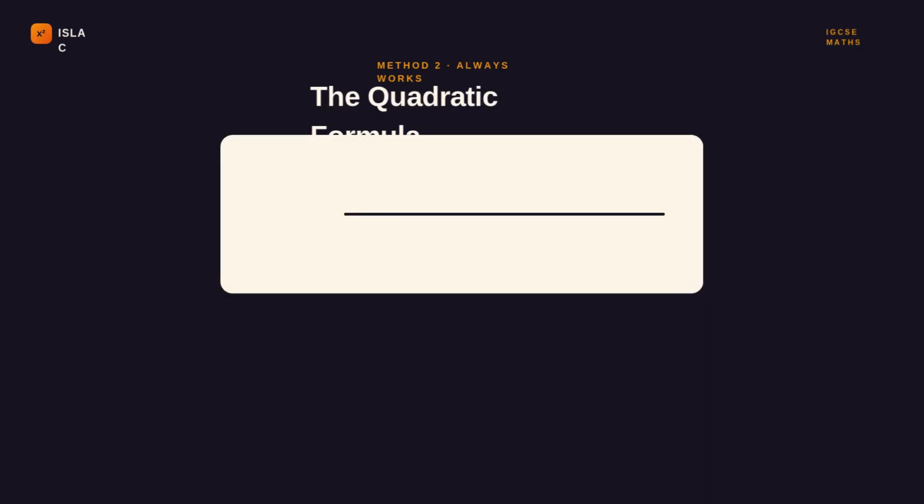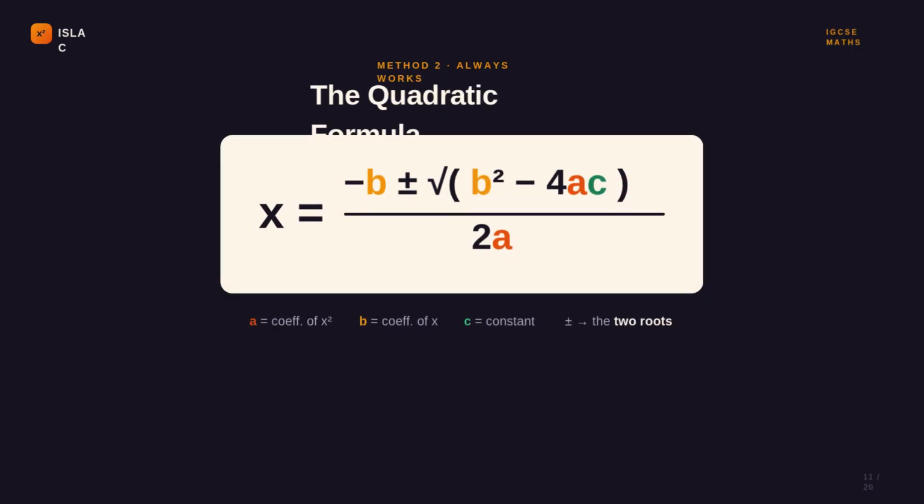This is the formula that solves every quadratic, memorize it. x equals minus b, plus or minus the square root of b squared minus 4ac, all over 2a. The plus or minus is what gives us the two roots, one from the plus, one from the minus. Get a, b and c from standard form, substitute, and compute. It never fails, even when factorizing does.